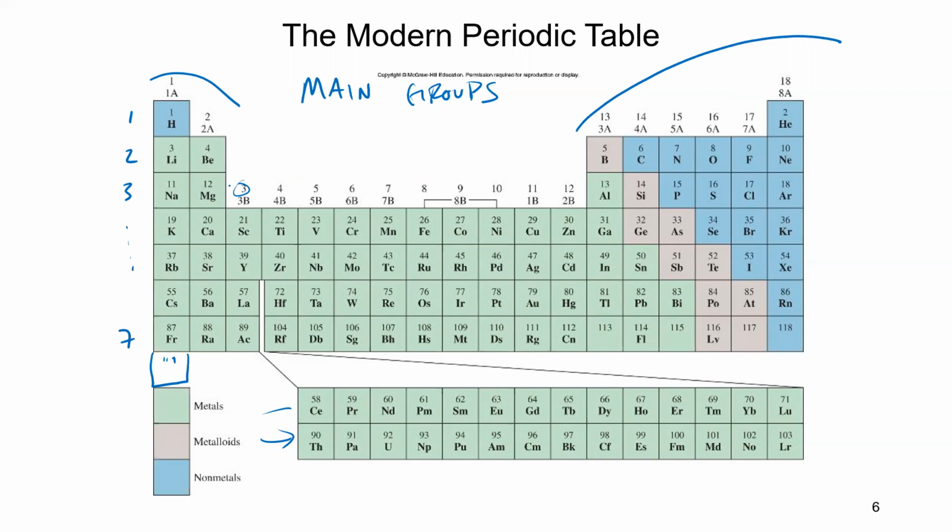We do see some interesting stuff here in this set of lower columns, these 10 here. You might know what these are called? Transition metals. Transition metals, yep.